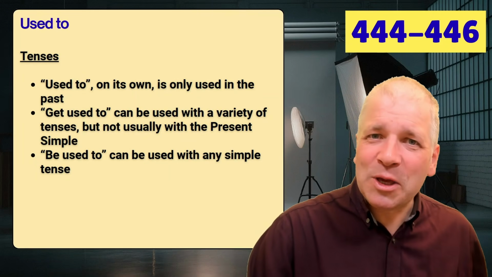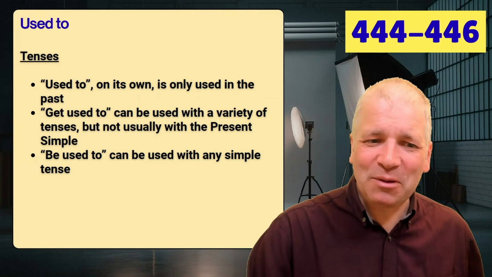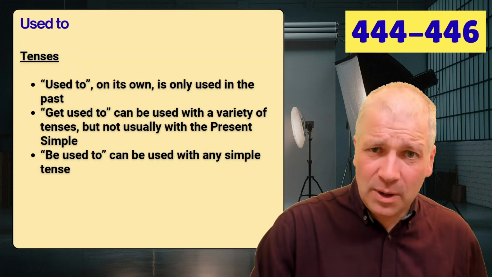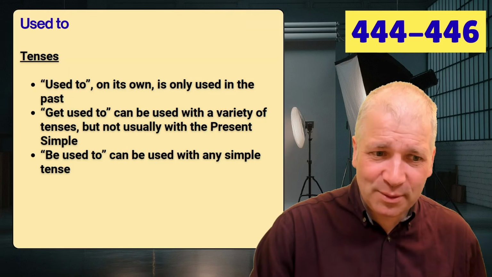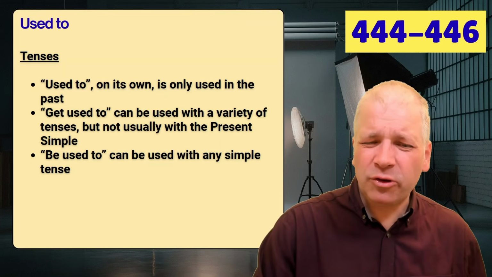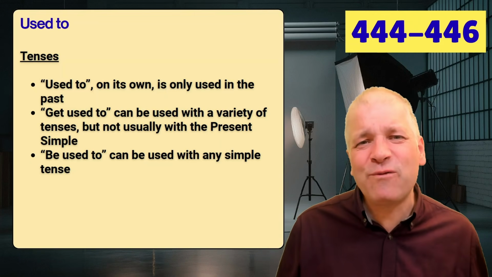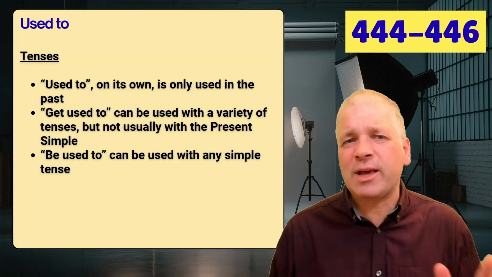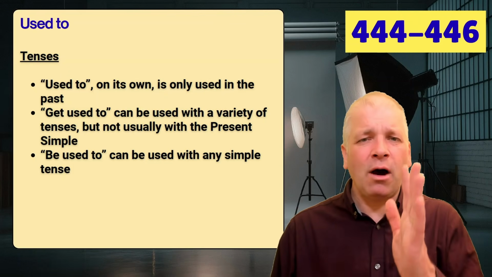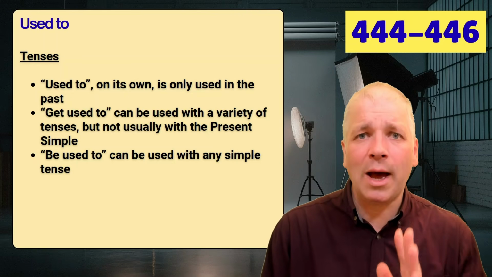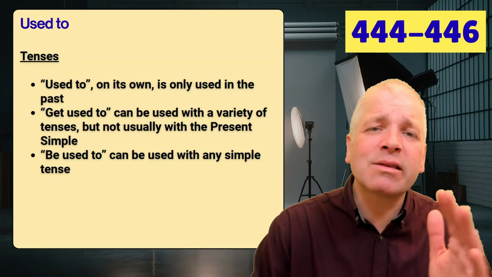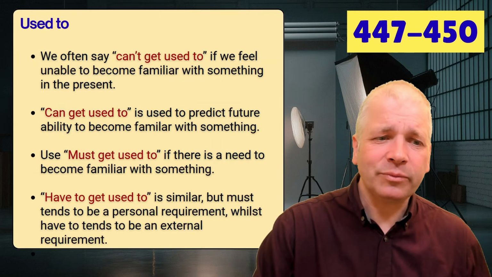Now on to how we use tenses with used to, because there are some changes here. Used to on its own is only used in the past. Get used to can be used with a variety of tenses, but not usually with the present simple because it doesn't really fit. It describes a process that's happening, and the present simple, of course, is for things that are established and true and permanent. Be used to can be used with any simple tense.